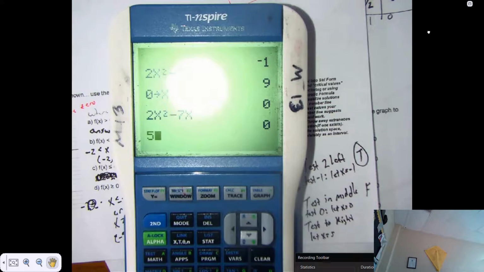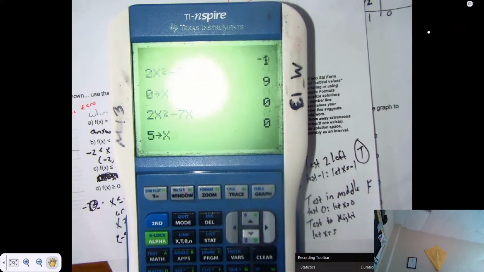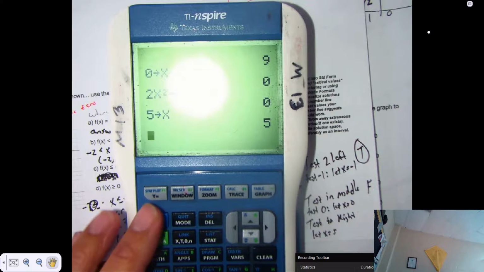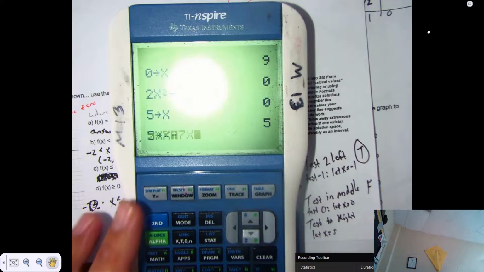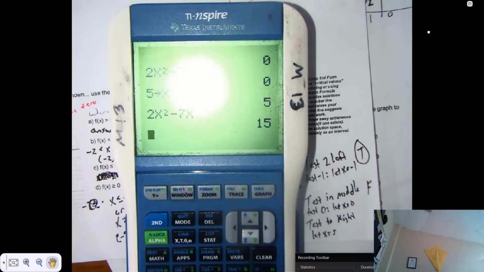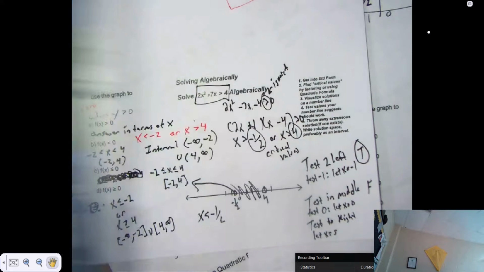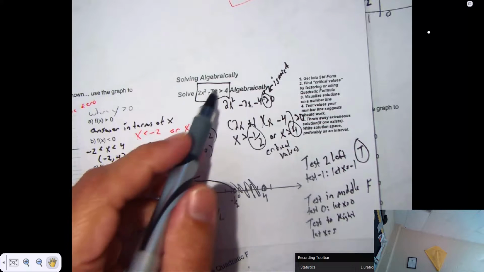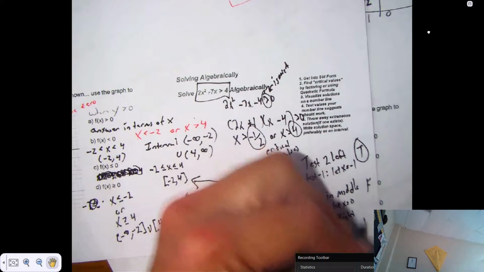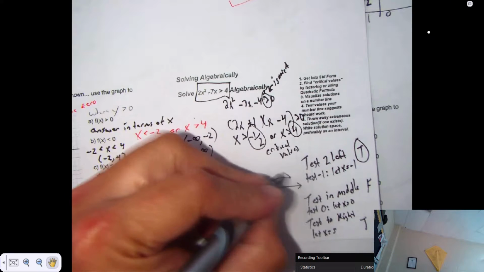Then I take a 5, store it to x. I keep telling you kids, if you'll play along, you'll retain this stuff a lot better. It's like playing a video game about football and expecting you can actually play football. Is 15 greater than 4? True statement. It's everything over there.